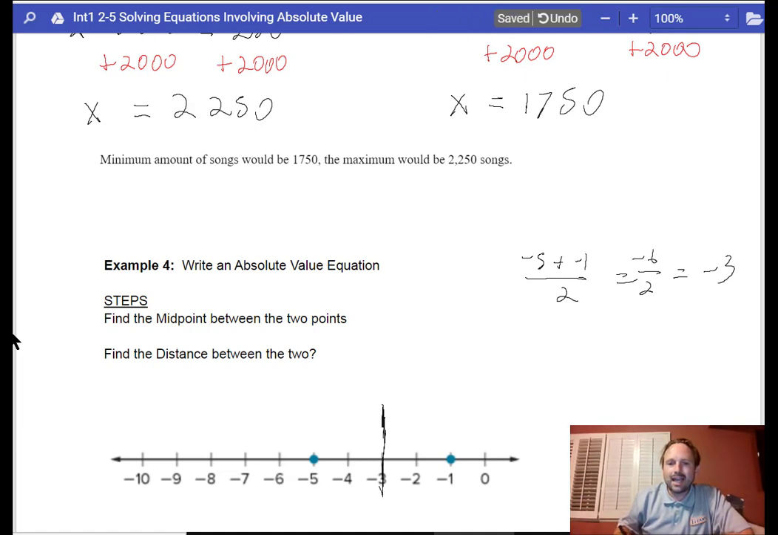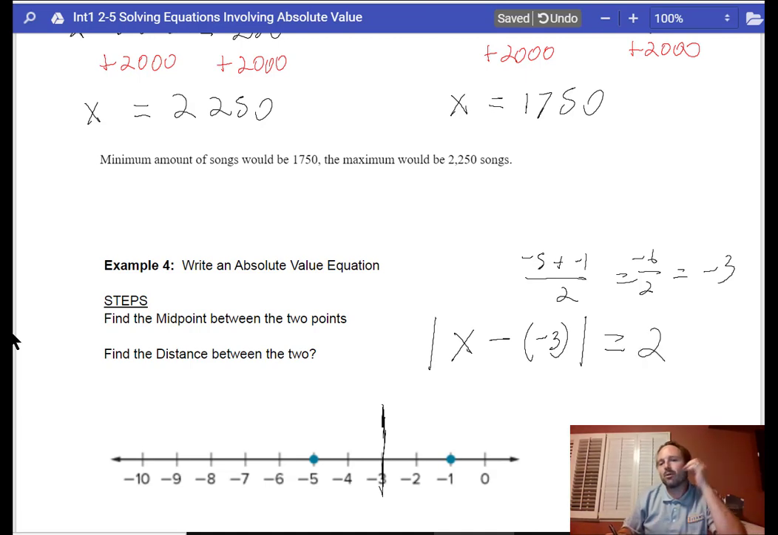So we're going to have x, and now we're going to be subtracting that number. So we're going to be subtracting -3. And now, what's the distance between the two? Okay, well, how about this? 1, 2. What's the distance between here? 1, 2. So this should equal 2. But wait, there's more. If we simplify this, we'd get x plus 3. The absolute value of that is equal to 2. The end.